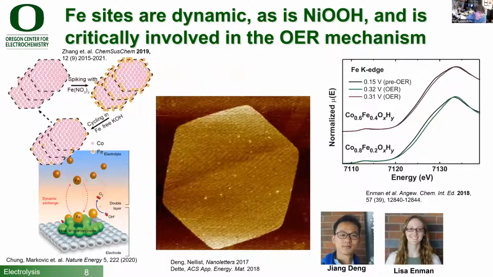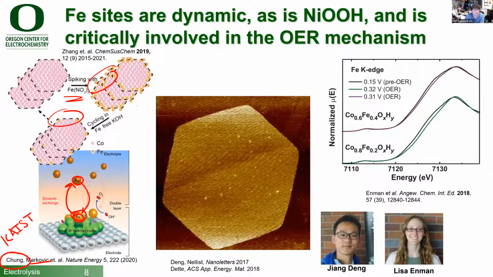The iron is also dynamic. So Dongyoung Chung, he's now at KAIST. He was a postdoc when he did this work with Nenad Markovic. That's where I met him. He showed that the iron is dynamically adsorbing and leaching from these electrodes. So these sites that are activating, you can see this. You can see the iron go on if you have iron in the electrolyte, and you can see that iron come off from the active sites. And so this dynamics is very important to understand.